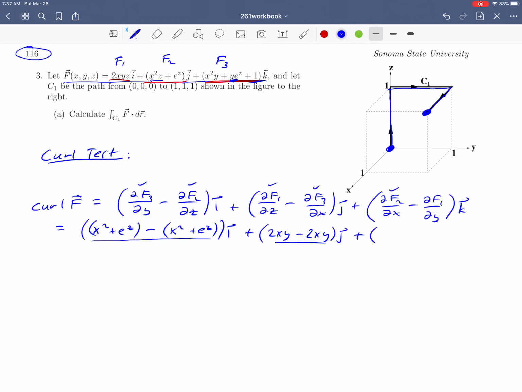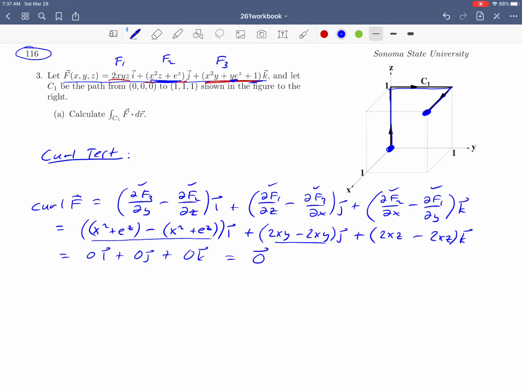Okay, and again, those subtract to 0. I'm getting pretty excited here. And finally, we move on to partial f2 partial x. Okay, that's looking at this term again. And we take that derivative, we're going to get a 2xz, and the e to the z is going to go away, minus, ready for partial f1 partial y, that's going to give us 2xz again.